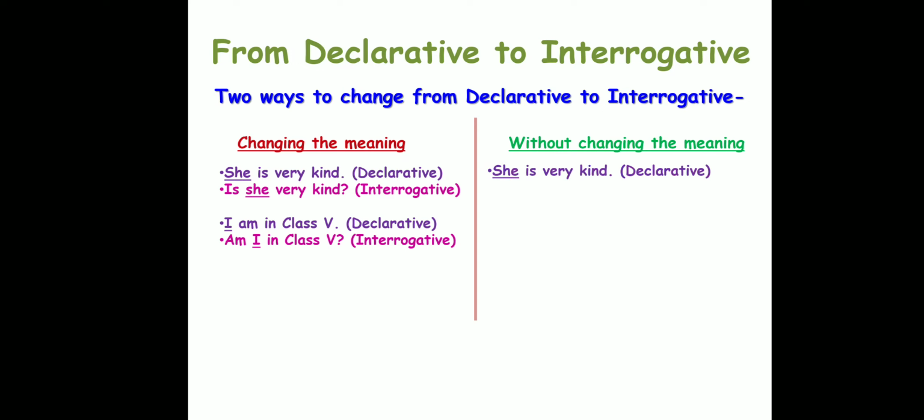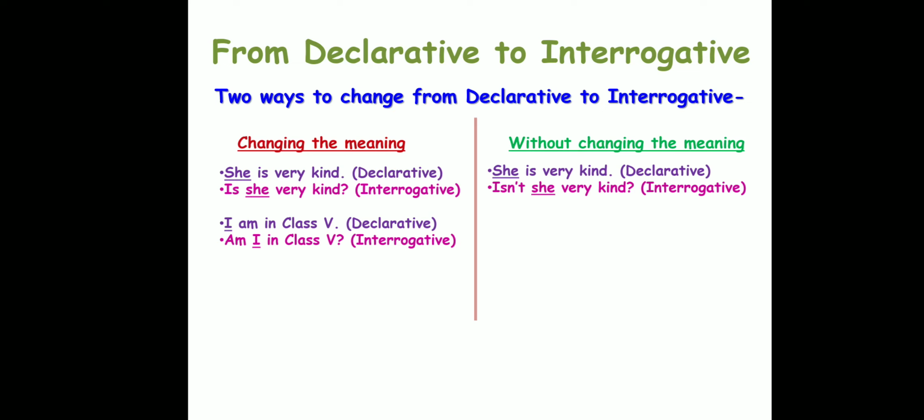Let's do this without changing the meaning this time. Okay. So again, the same sentence that I used before, she is very kind, is given over here also. She is very kind. Now, because I don't want to change the meaning of my sentence, I will say, isn't she very kind? Now see, you might be seeing that over here I have used a contraction for is not. I have said, isn't she very kind?